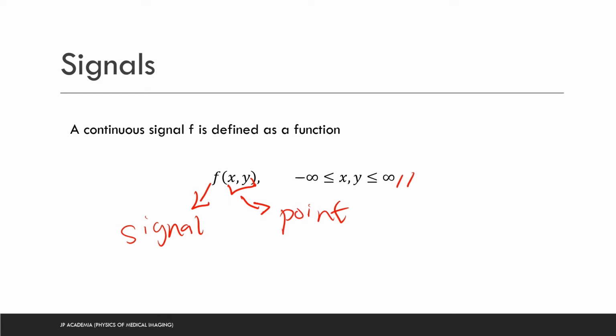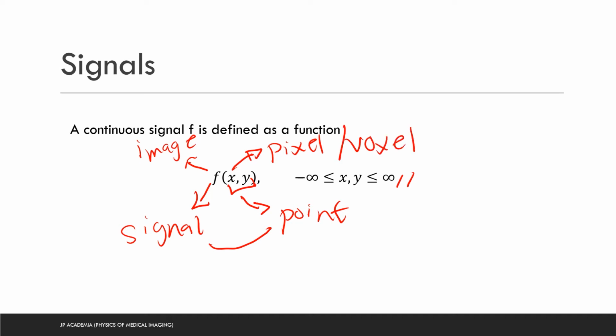of that specific signal. In imaging, your f here may refer to an image, while your x, y here refers to a pixel, or in a 3D analog of pixel, we have voxel or volume element. So volume element, and this is picture element.